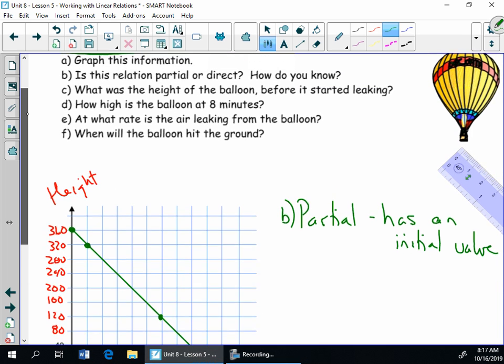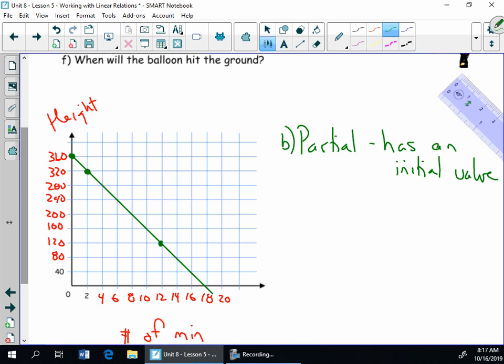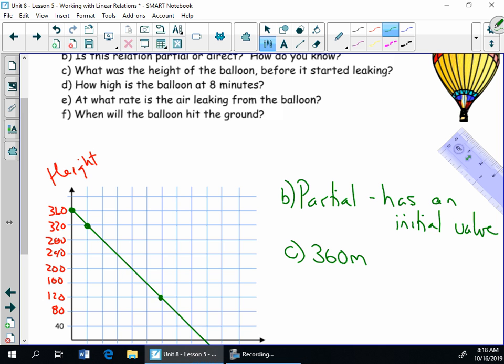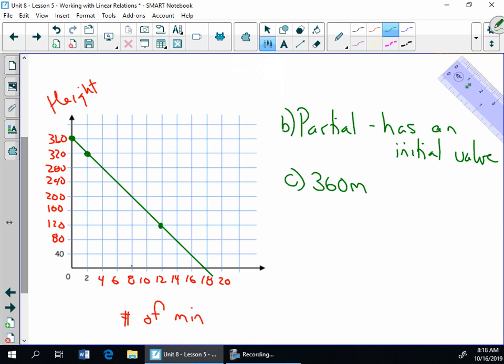And which is actually what part C is, right? What was the height of the balloon before it started leaking? Well, we just figured out it was 360. It always makes sense to extend your line so it actually hits the axis, because that's your initial value. Kind of an important point. Okay, how high is the balloon at 8 minutes? Well, that's what I could find in my graph. Here's 8 minutes. If I go up to the line, it's right about there. 200 meters.